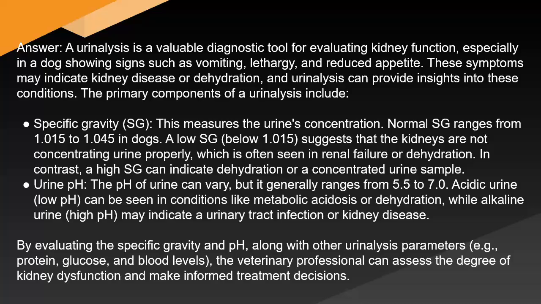sample. Urine pH. The pH of urine can vary, but it generally ranges from 5.5 to 7.0. Acidic urine, low pH, can be seen in conditions like metabolic acidosis or dehydration, while alkaline urine, high pH, may indicate a urinary tract infection or kidney disease. By evaluating the specific gravity and pH, along with other urinalysis parameters, e.g., protein, glucose, and blood levels, the veterinary professional can assess the degree of kidney dysfunction and make informed treatment decisions.